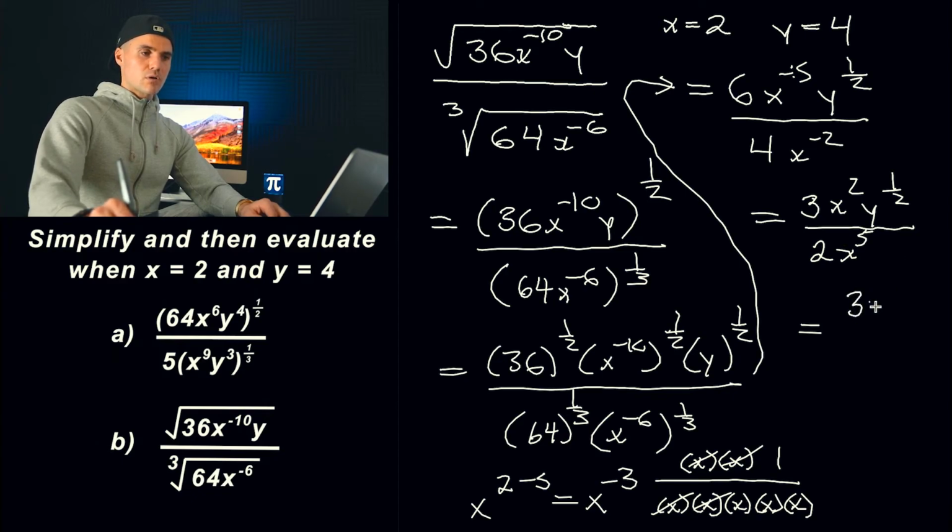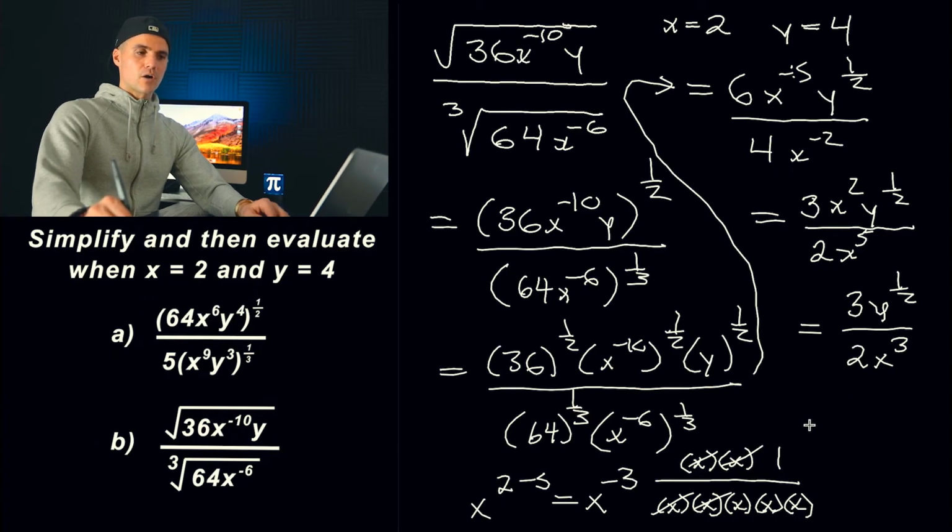So this is going to be 3y to the half over 2x to the 3. The 3 x's in the bottom are left. So that is the final simplified expression for this in terms of the variables, right? And there's no negative exponents. You usually want to make sure that your simplified expression only has positive exponents.